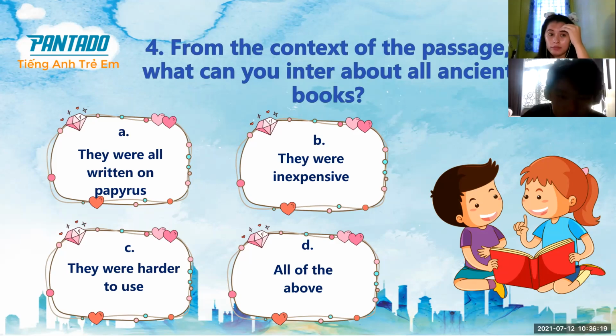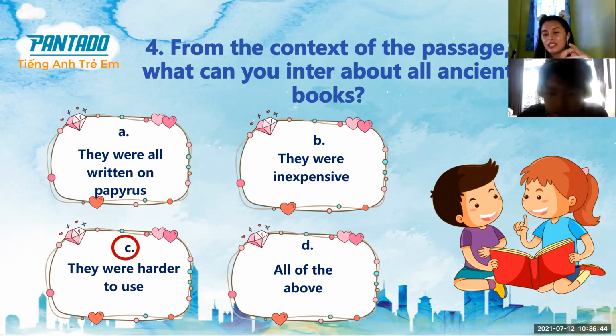It's all of the above, I think. Okay, let's see. Before, they were harder to use, because their book, their sheet, was so big, a rectangular form, and they had a lot of process. Compared to this time, when you see a paper, it's a very thin sheet. That's why before they were harder to use, because it was so hard and thick.